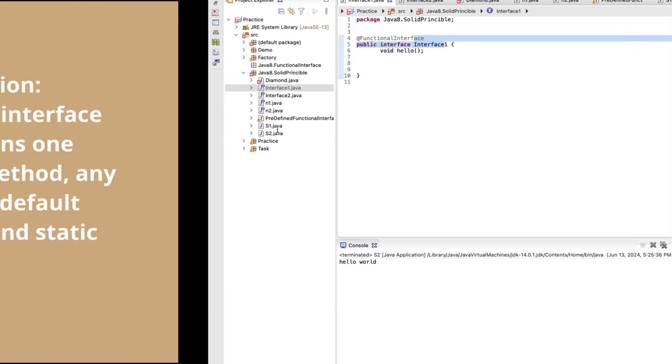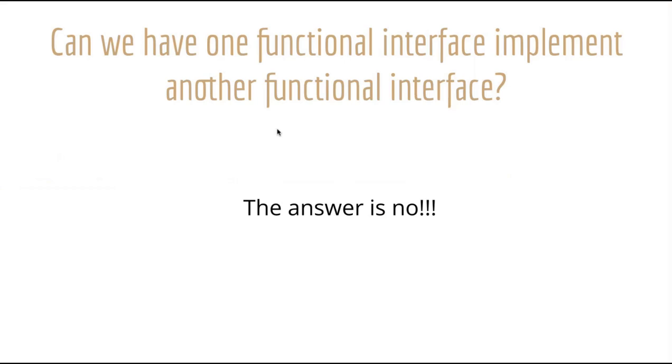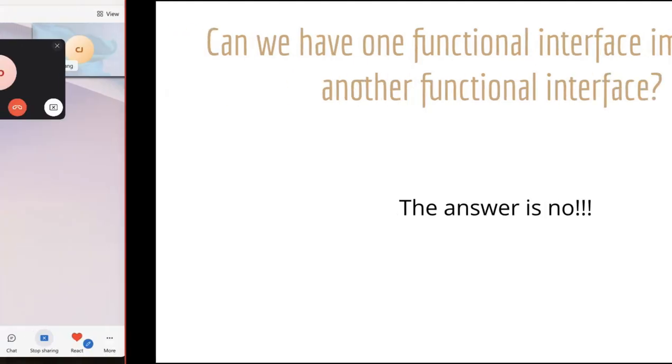Now coming back, I remember some interviewers will ask me, can we have one functional interface extend another functional interface? I would say the answer is no, because I already said the functional interface has only one abstract method. If we try to extend another interface, what happens there? There are two, right? So it doesn't allow us to do that. Let's test it and see what happens.